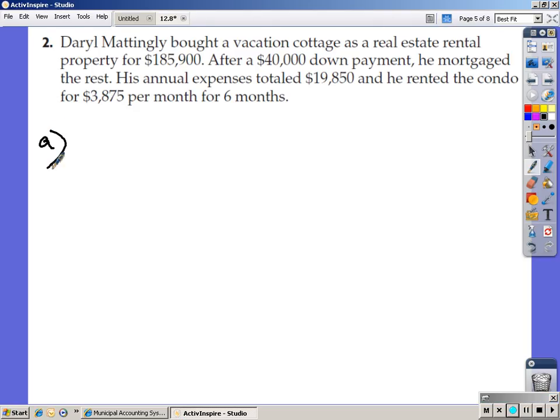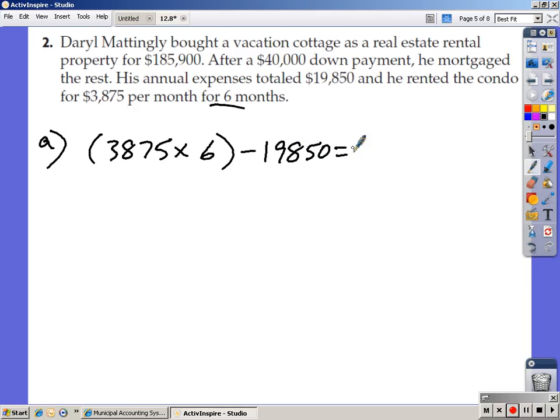So that's part A. We're going to take $3,875 times 6. He only rented it for 6 months, okay? But you still have to pay the annual expenses of $19,850. All right? So $3,875 times 6 minus $19,850 leaves me an annual net income of $3,400.